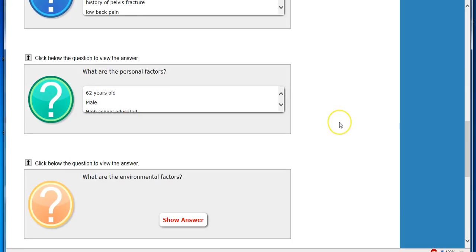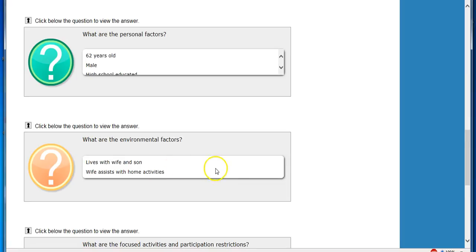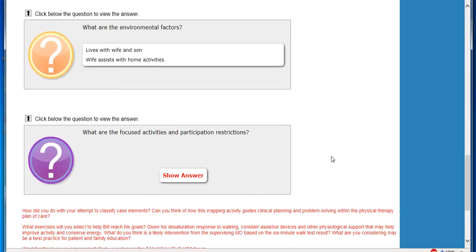The fact that the patient lives with others is an environmental factor. So social supports are environmental factors, and we'll see this here. He lives with his wife and his son, and he gets help from his wife with some of his activities of daily living.